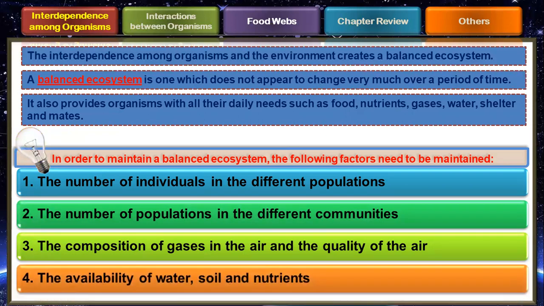So the availability of water, soil, and nutrients. This is very important because without water, soil, and nutrients in the soil, the ecosystem will not be balanced, because they are very important to sustain plants. Those plants produce food for the other living organisms. They are very, very important, so they should be available in that ecosystem. When all these things are maintained, we can say that a balanced ecosystem is maintained.